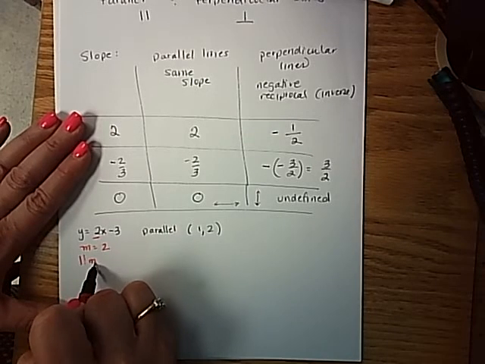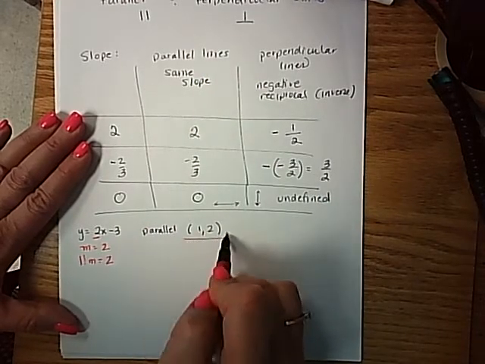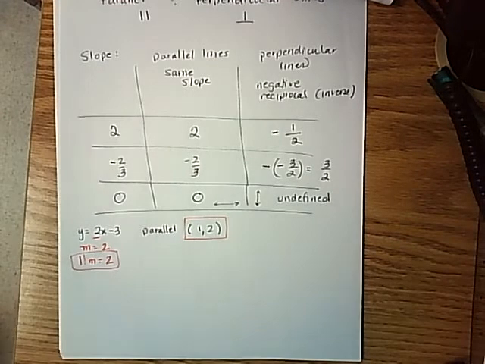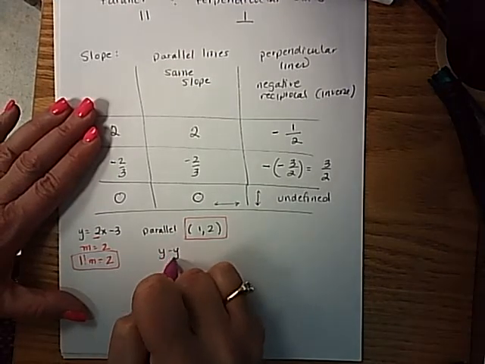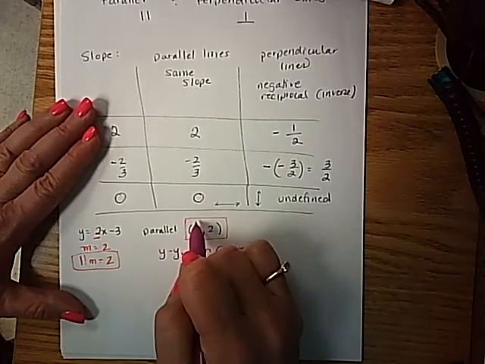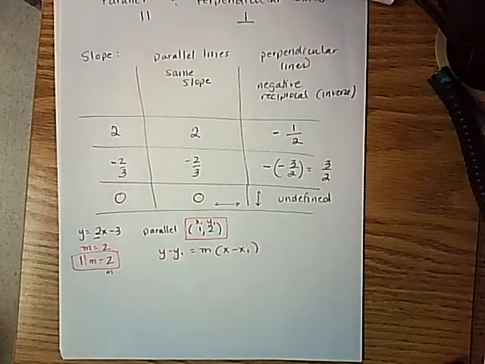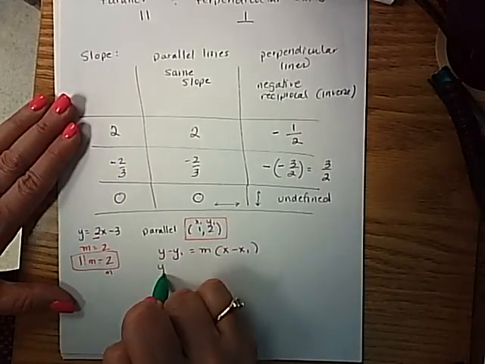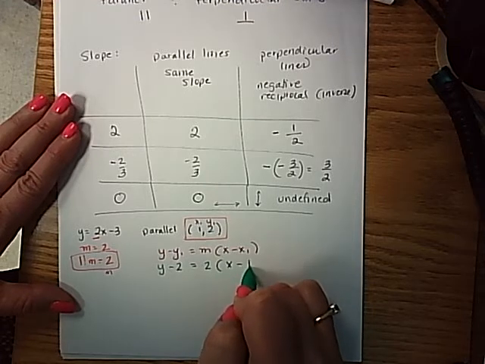So its parallel slope is the same, therefore it is also 2. I'm having it go through this point, and I'm using this slope. Exactly. That's when I pull out my old favorite, point-slope form. Point-slope form says y minus y1 equals slope times x minus x1. Knowing that this is x1, this is y1, and this is my slope, now all I'm doing is plugging that into point-slope form and writing my new equation. So y minus 2 equals 2 times x minus 1.